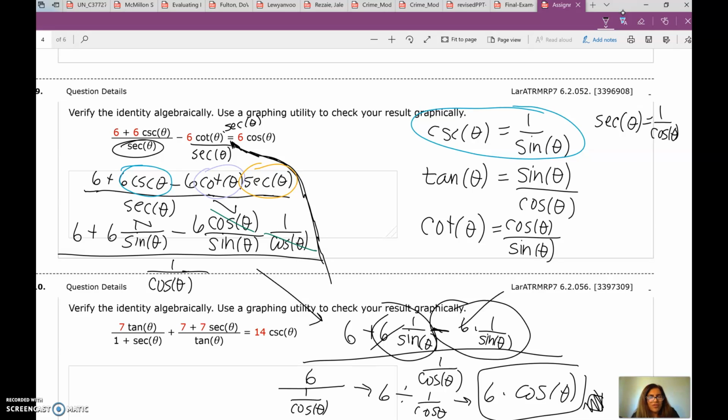So now let's take a look at number 10. And I think we'll post this one, and then we'll work on number 10.